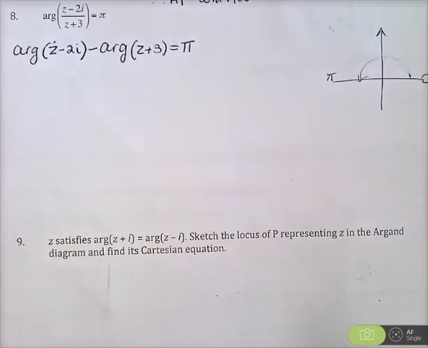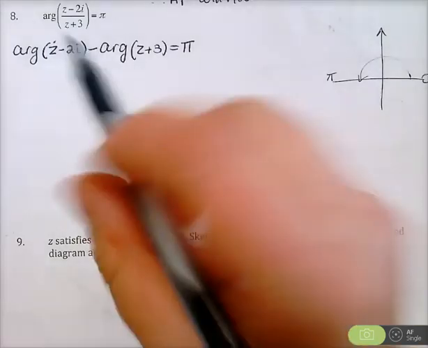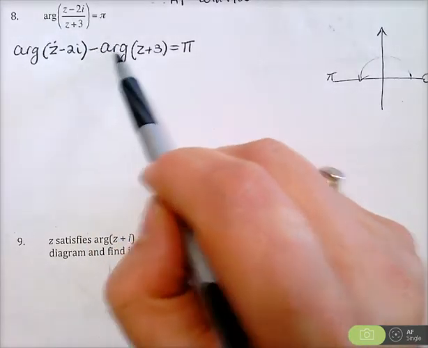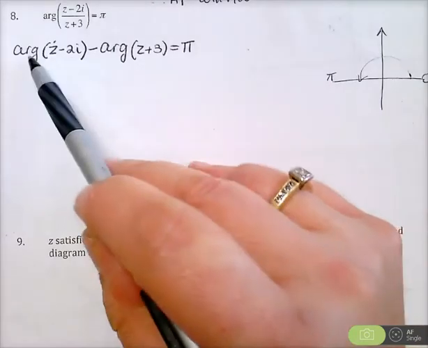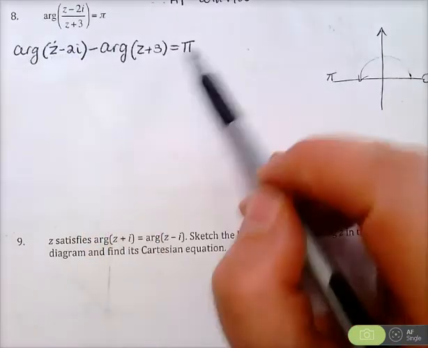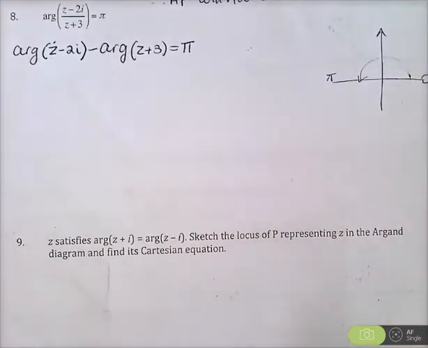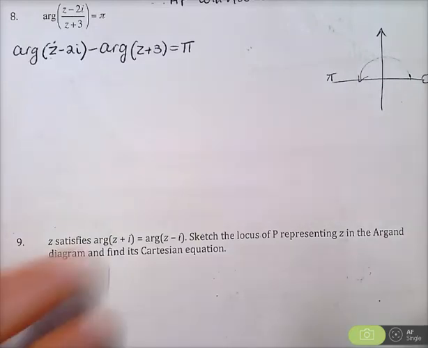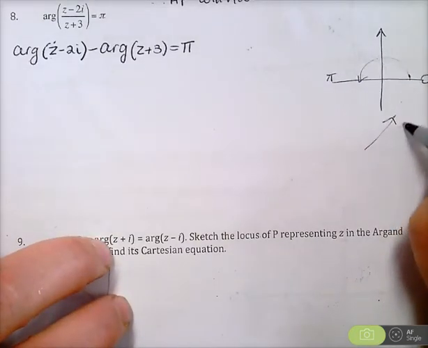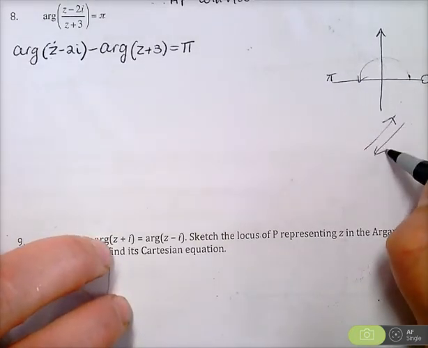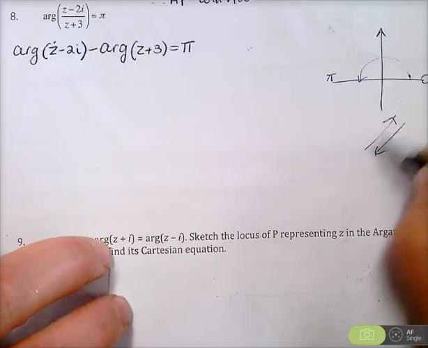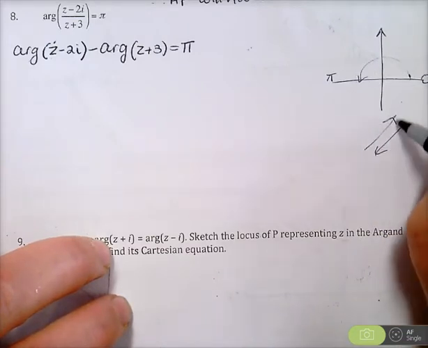In other words, those two vectors are in opposite directions. Or if I take this minus arg of z plus 3 to the other side, it's like saying arg of z minus 2i equals pi plus arg of z plus 3. So when one argument minus the other equals pi, it's like you've got that minus that. Is that right? So if I do that minus that, what do you get?